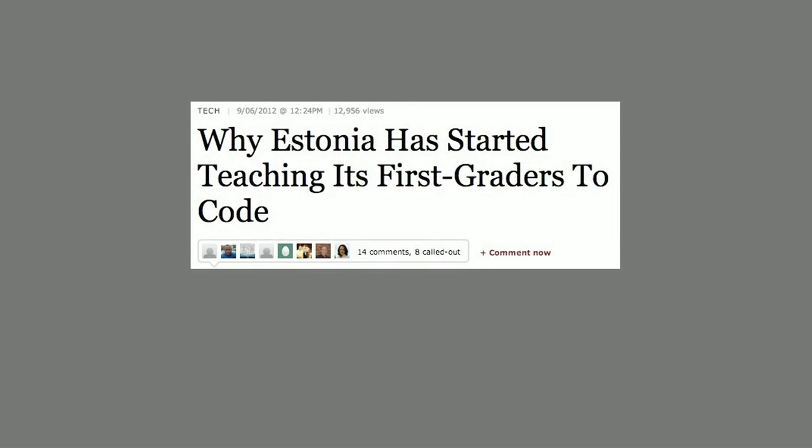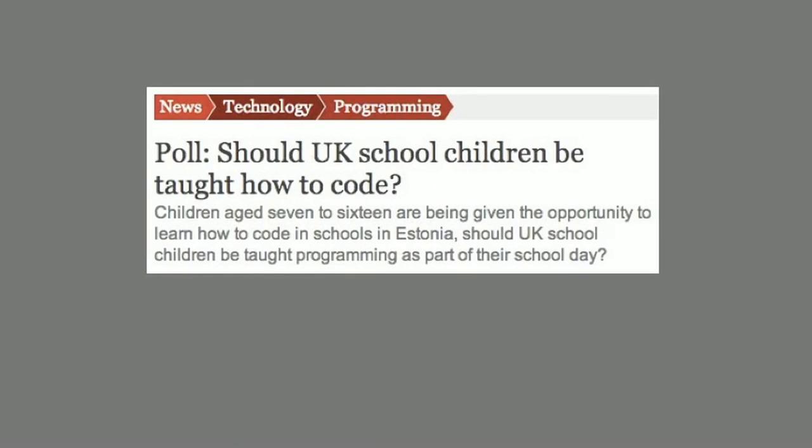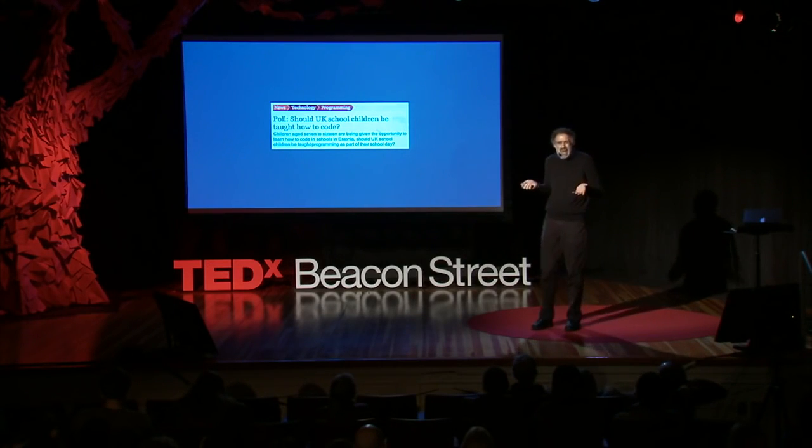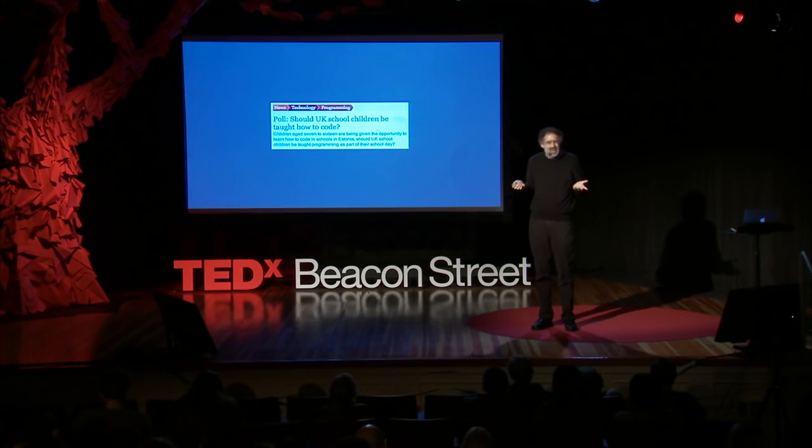A few months later, the country of Estonia decided that all of its first graders should learn to code. And that triggered a debate in the UK about whether all the children there should learn to code. Now, for some of you, when you hear about this, it might seem sort of strange about everybody learning to code. When many people think of coding, they think of it as something that only a very narrow sub-community of people are going to be doing.